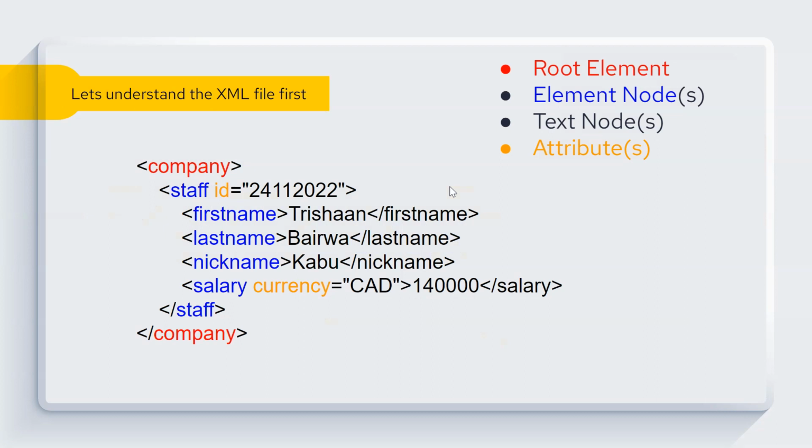Okay guys, so the very first thing is to understand the XML file. I have already mentioned the color coding. The very first tag which you see here highlighted in red is called company, and here is the end tag. So the very first tag is known as the root element. Then we have some tags highlighted in blue like staff, first name, last name, nickname, salary, and so on. These are known as element nodes. The values which you see in black text, like Trishan, Barwa, Kabu, and this amount, are known as text nodes. And the things which you see in yellow, like id and currency, are known as attributes.